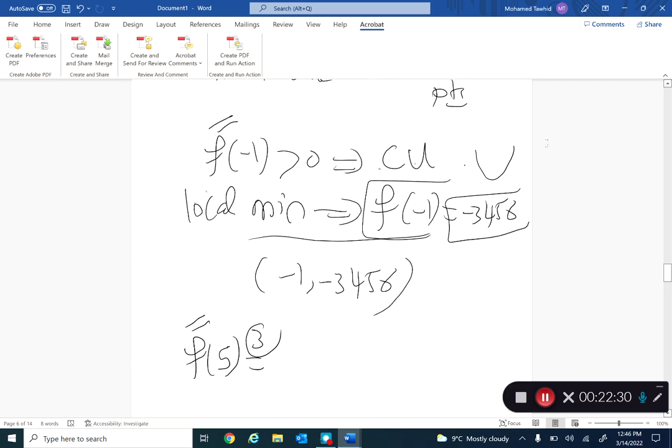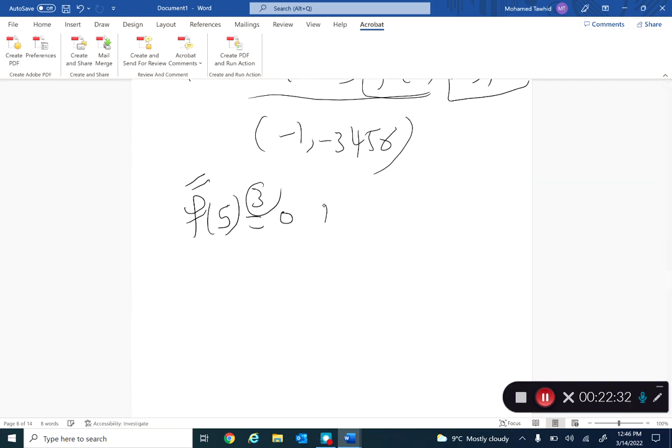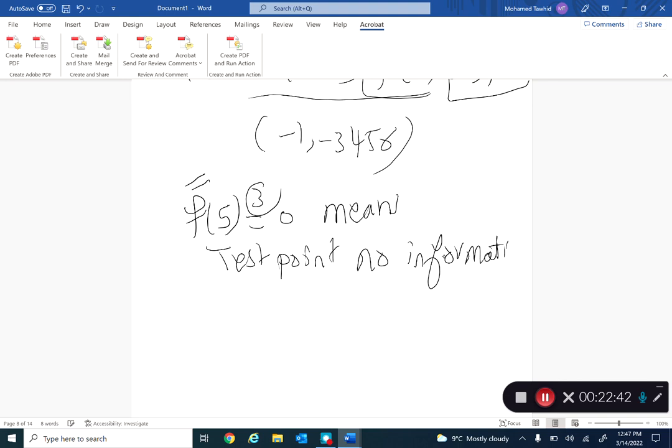So here your second derivative is 0, which means according to the second derivative test, no information. No information means we are not able to say if there is a minimum or a maximum. I cannot, so we have to use different tests in order to say we have a minimum or a maximum.